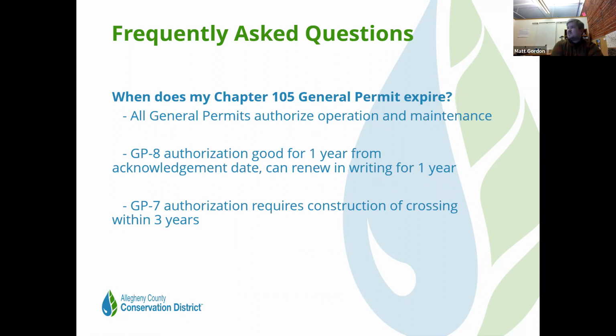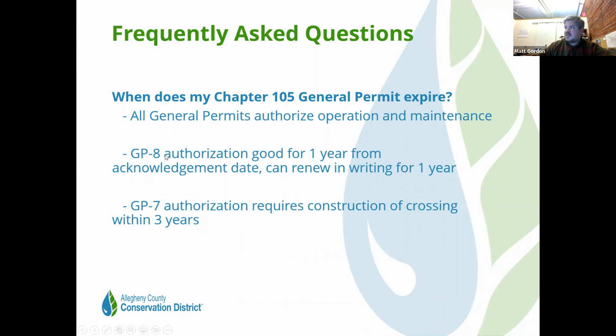When do general permits expire? All of the general permits, speaking more specifically here, 1 through 9 issued by conservation districts, require operation and maintenance. Especially, you know, if you have a GP7, a minor road crossing, that applicant permittee is to keep that open and functioning, flowing. There are a few dates associated though.